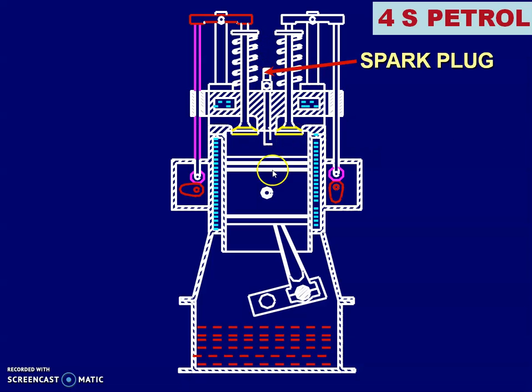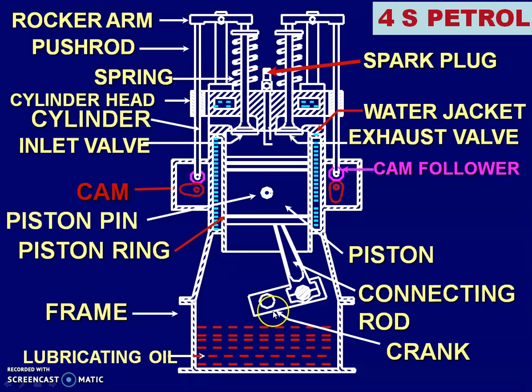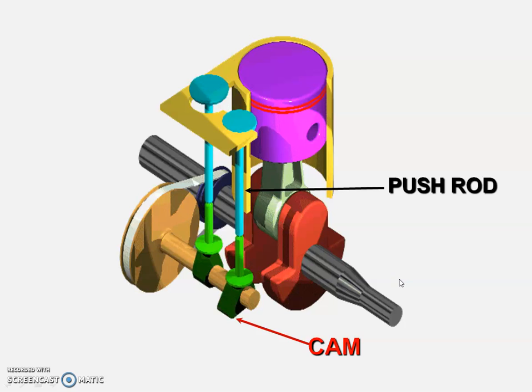This is the spark plug. So if it is a petrol engine, we will have a spark plug. And if it is a diesel engine, it will have a fuel injector, as we have seen in the previous video. At the bottom, lubricating oil is filled up. So all these are the different components of IC engine. Now you just see the working of the cam, push rod, and how the valve opening and closing takes place.